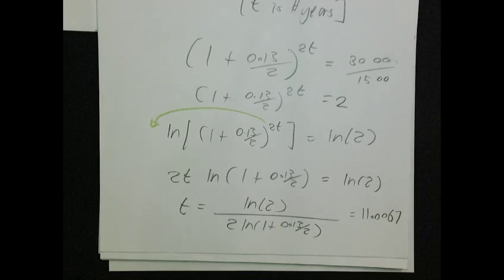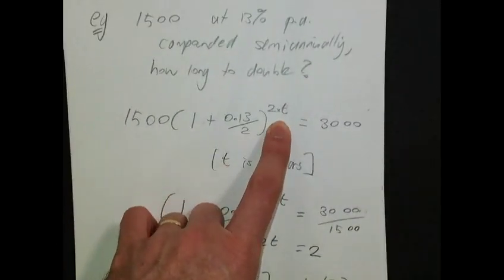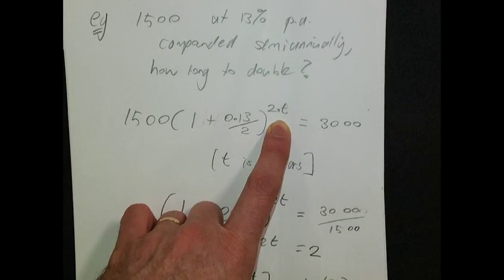So one of the ways that people deal with this is instead of putting 2 times t here, they just put t for the number of periods. And you say that's the number of compound periods. And you'll say it's 11 years and another 6 months.